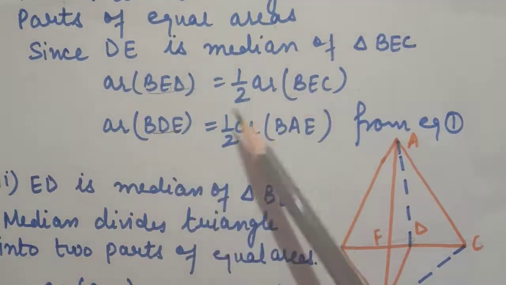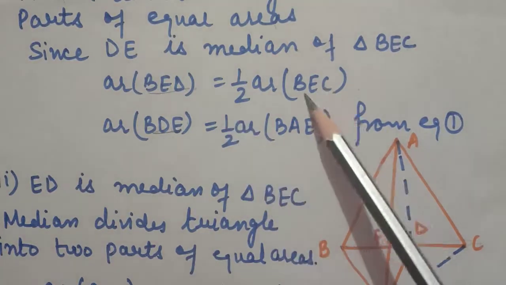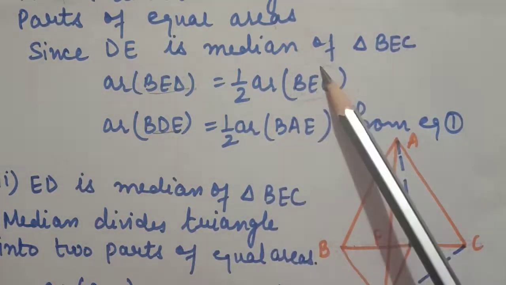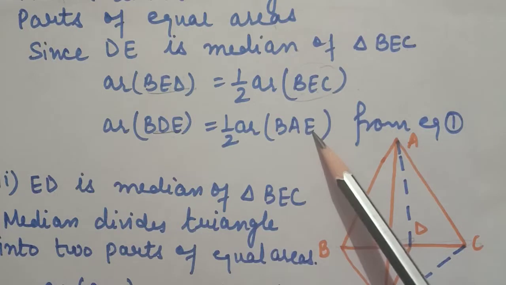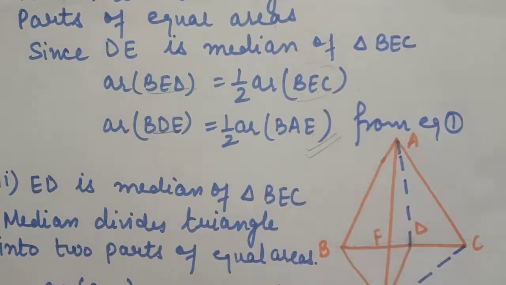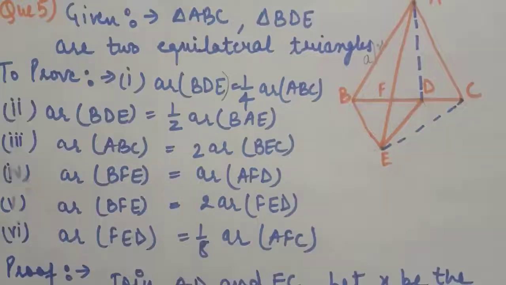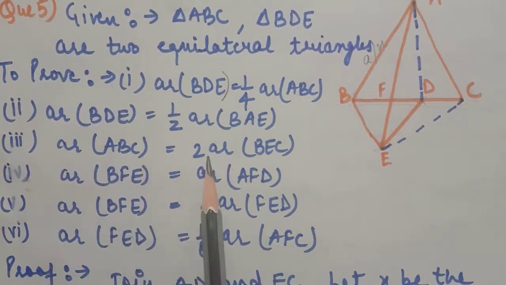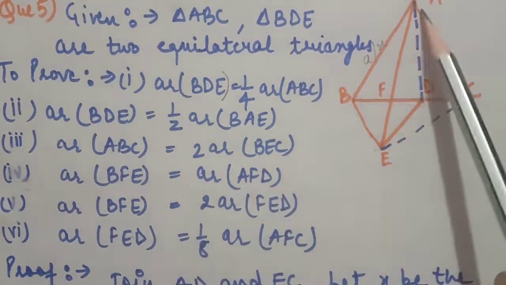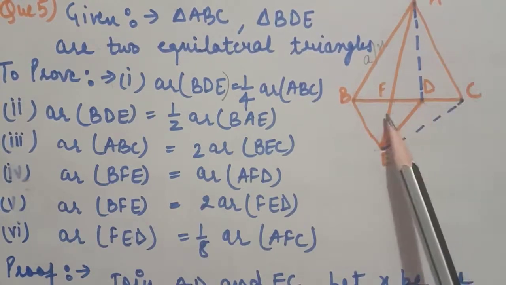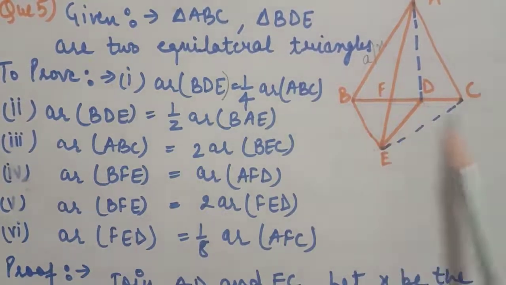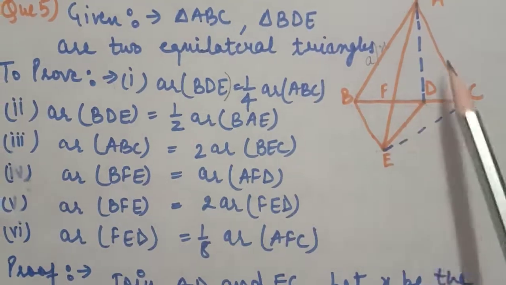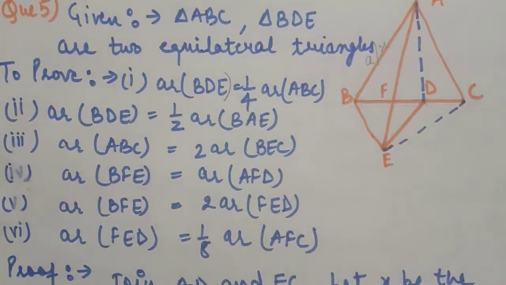Choice is yours. So the area of triangle BEC is equal to BAE from equation number 1, so we can replace it. This is your second solution. Now we will go on to the third solution. In the third part, we have to prove that the area of triangle ABC is equal to double the area of triangle BEC. We have to prove that this is equal to double this area.